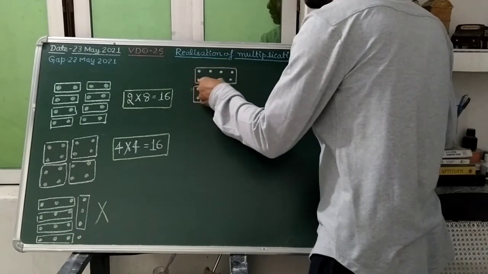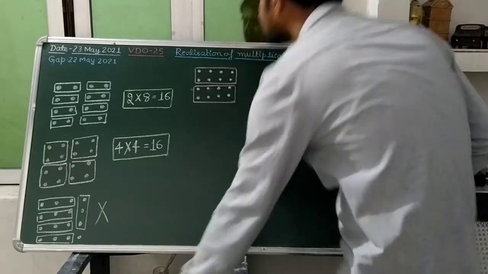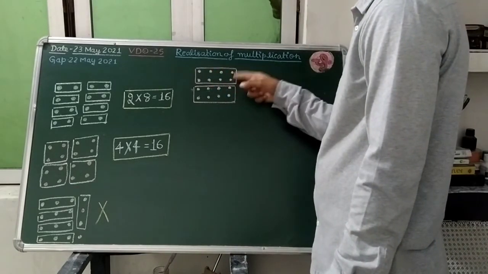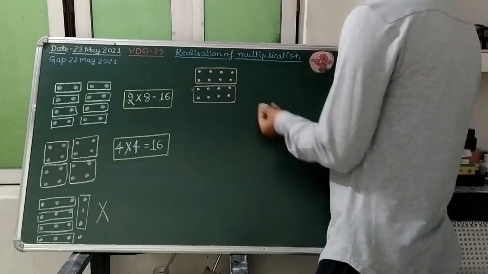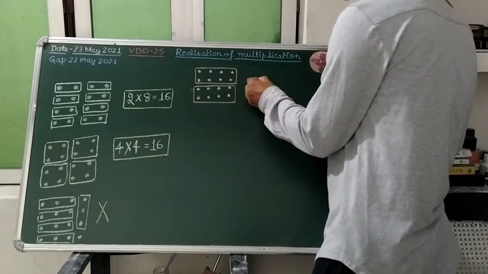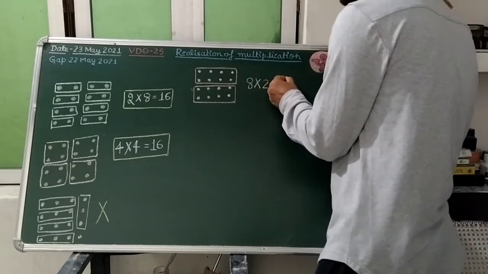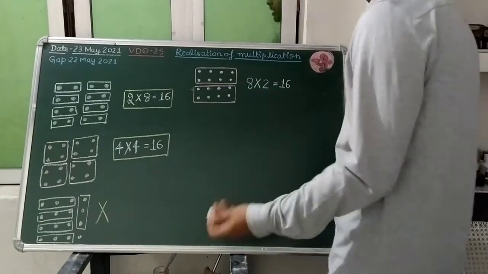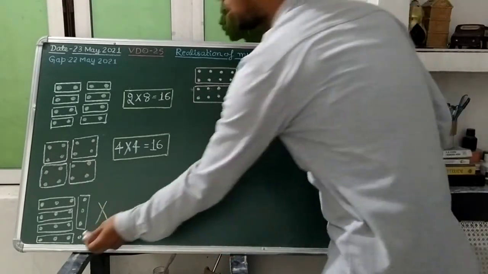So when we group them in 8 dots, how many groups are we finding, students? 1 and 2 groups. 1, 2, 3, 4, 5, 6, 7, 8 dots when we are grouping, so we are finding 2 groups. So when we group 8 dots, how many groups are we finding? 2 groups. So 8 into 2 is going to give us what, students? 16.